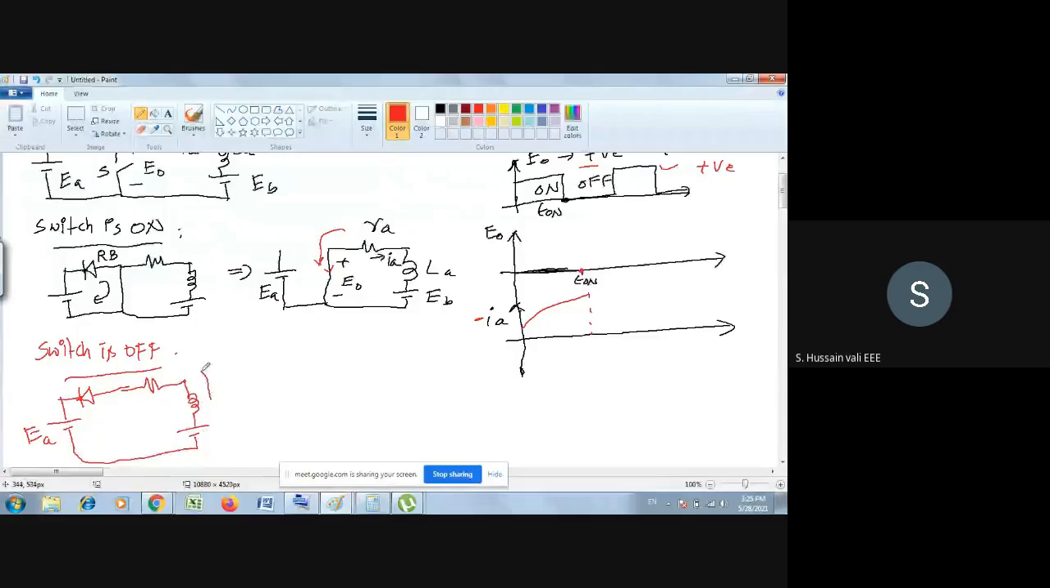Now earlier, what did you find out? Earlier, you found out the current was flowing like this. When the switch is on, the current was flowing like this, and it is increasing in the negative direction like this. This is one, this is another. Increasing in the negative direction like this. When it is increasing in the negative direction, suddenly you turn off the switch.